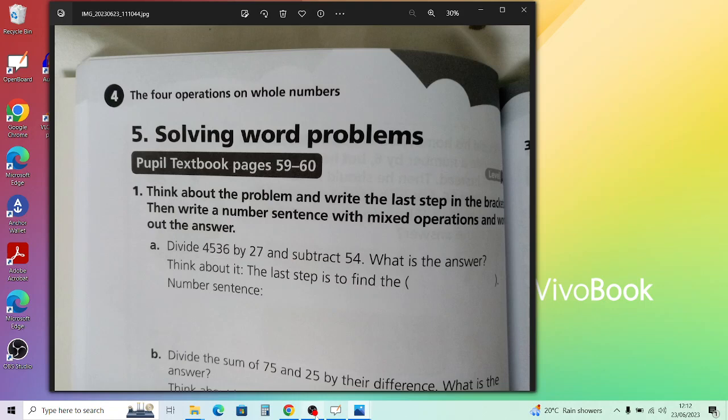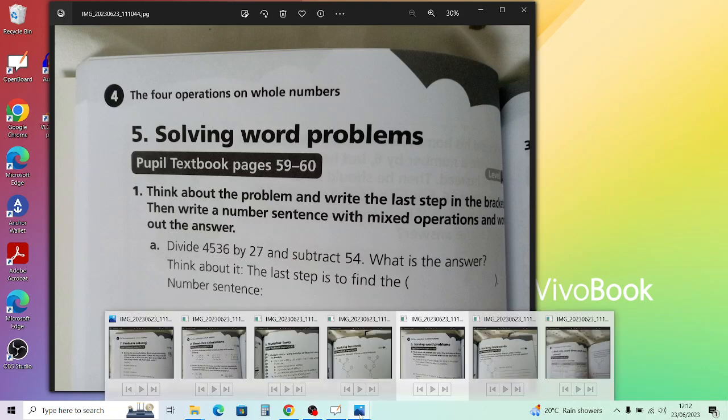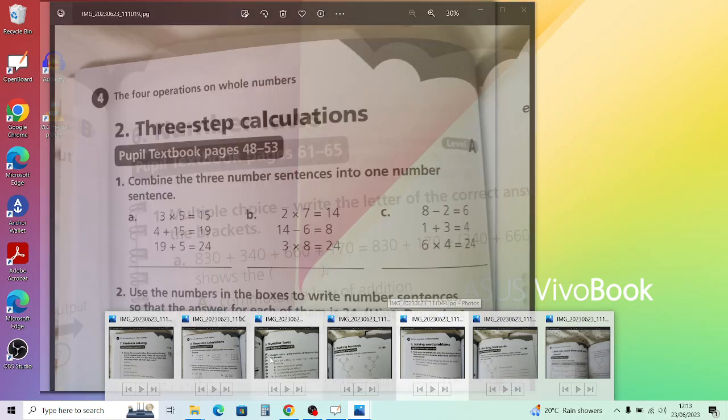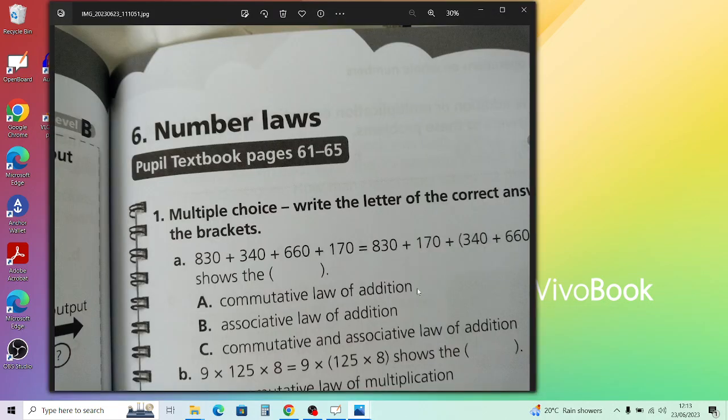And then moving on to the sixth part, which is called number laws. So let's see what this is about. Number laws. So what they mean by that is, for the first one, commutative. Okay, I'm not a fan of these at all. You don't need to remember the name of the laws. So if you just check the answer, just write the answer. That's fine.